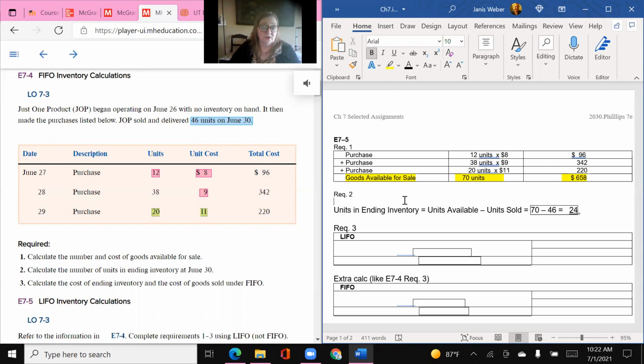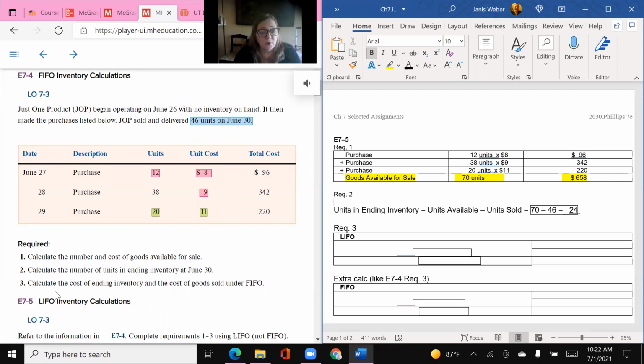So now the question comes, what is the costing we're going to use based on, are we using a LIFO approach or a FIFO approach? First in, first out, or last in, first out? So we've done requirement 1, which is calculate the number and cost of goods available. We've also done number 2, which is calculate the ending inventory.